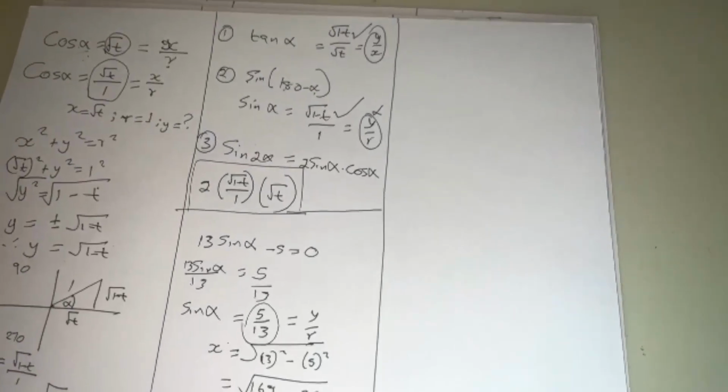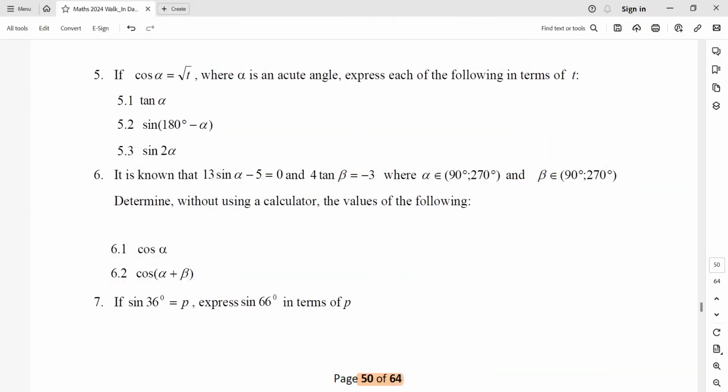Okay, let's look at the second part. The second part of it, we have 4 tan beta is equal to minus 3. Then let's solve. We divide both sides by 4. When we divide both sides by 4, we'll have tan beta is equal to minus 3 over 4, which is equal to y over x.